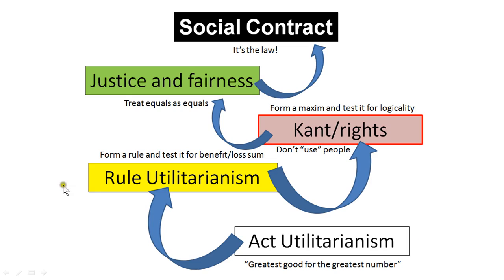John Stuart Mill later changed things and came up with rule utilitarianism, so that in order to judge if something is ethical, you make a rule about it, and then you test to see what the effect on society is if everybody follows that rule.